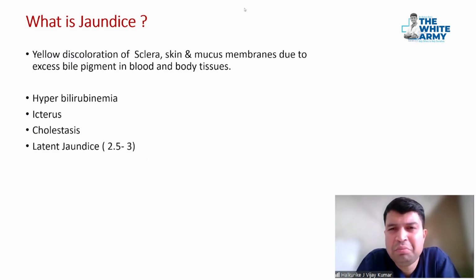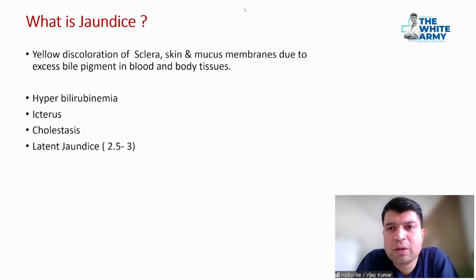Jaundice, all of us know, has a simple definition: yellowish discoloration of sclera, skin and mucous membrane due to excess bile pigment in blood and body tissue. The definition is almost the same in most of the clinical books. There are other terms which we should know, and the difference of these terms with respect to jaundice.